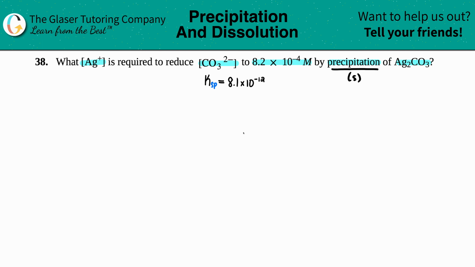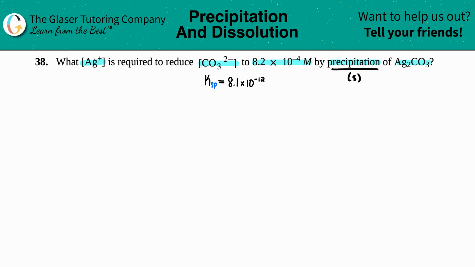I had to go into the back of the textbook to find out what the solubility product, the Ksp, of Ag2CO3 is, which is 8.1 times 10 to the negative 12th. Now, in this case, they're telling us that we have a carbonate ion concentration of 8.2 times 10 to the negative fourth molarity, and from there, we're just going to find the silver plus ion concentration.